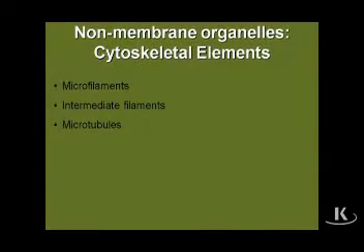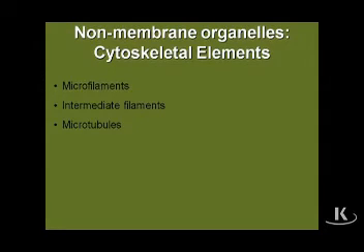Now let's move our conversation from the membrane-bound organelles to the non-membrane-bound organelles, which is really a fancy term for the elements that comprise the cytoskeleton. Note that the cytoskeleton consists of three different elements. The smallest of them are microfilaments, consisting exclusively of actin.